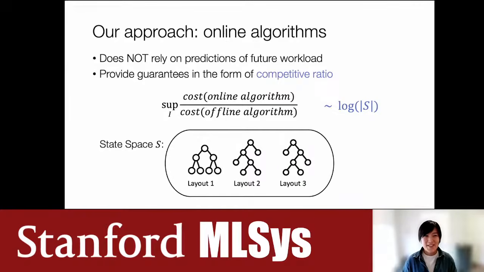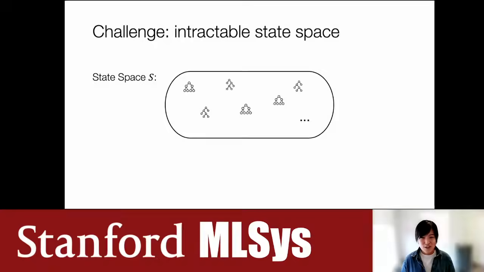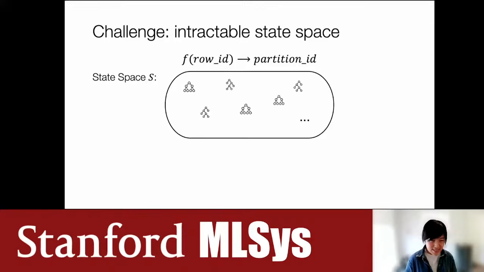Okay, so are we done here? Should we just apply online algorithms to our problem and call it a day? Unfortunately, in our setup, one challenge comes from the size of the state space. Recall that our state space is basically this mapping function between row ID and partition ID. So it would be intractable for us to try to enumerate all possible partitionings in this space. And because we also don't know what workload is coming, we cannot pre-compute this state space.